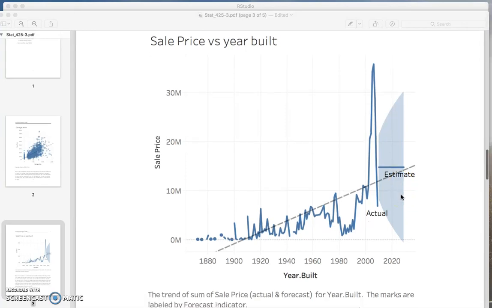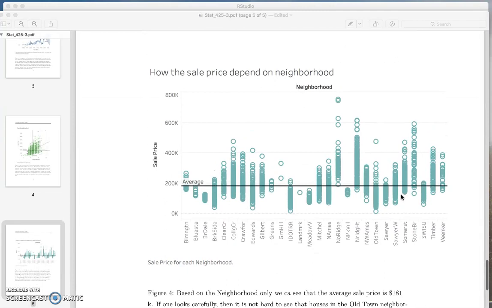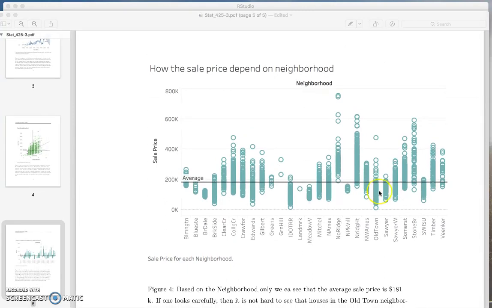So the next variable that we were investigating was how the sale price is affected by the neighborhood. And from here you can see that the average sale price is around 200K, and for neighborhoods like Old Town, it is logical that the sale prices are not that high, and they are below the average. And for some neighborhoods such as this one or this one, we didn't have enough data to conclude why exactly they're really below the average.